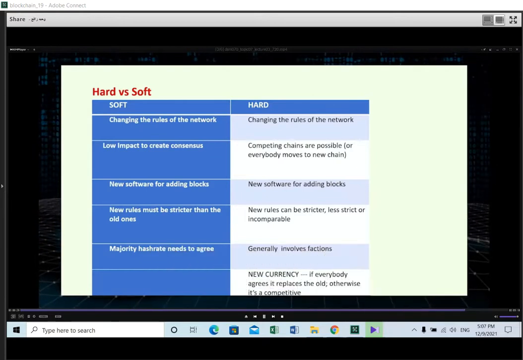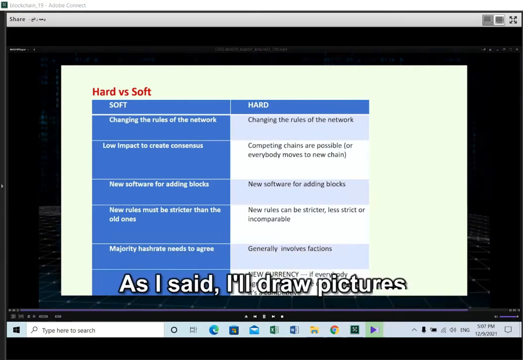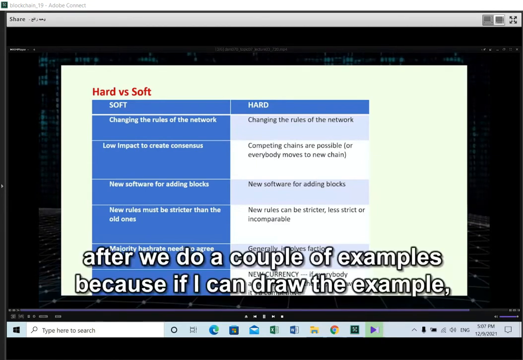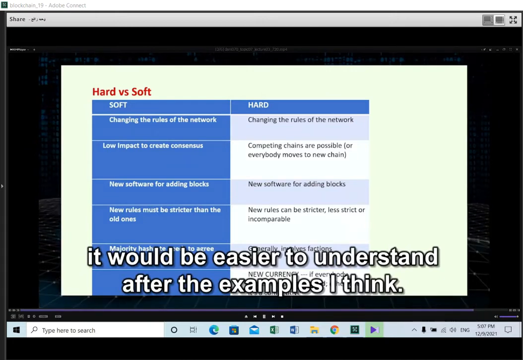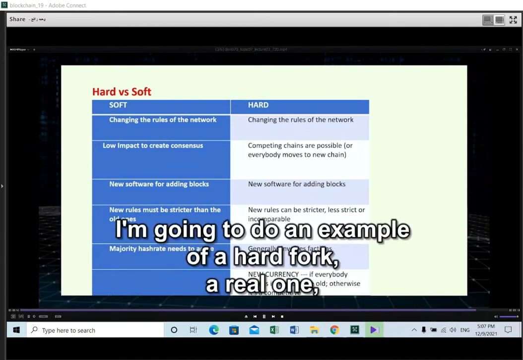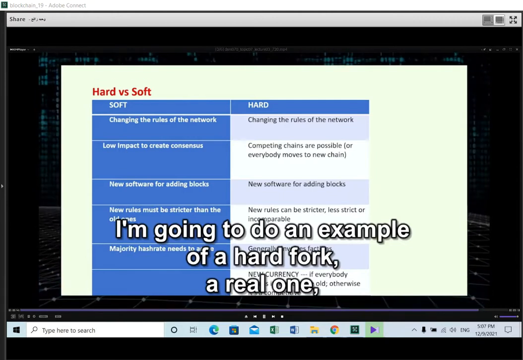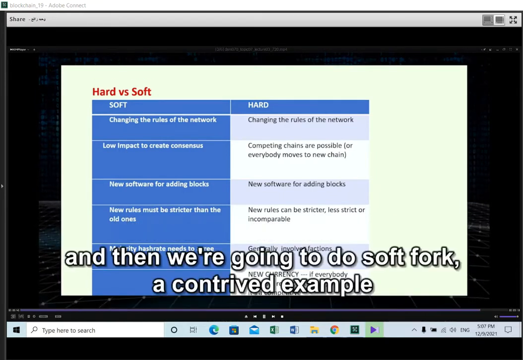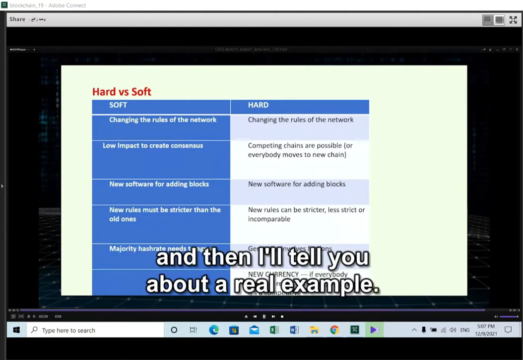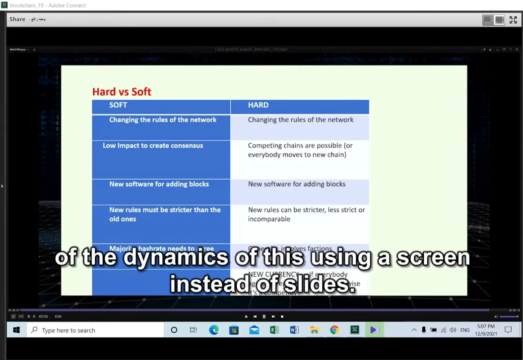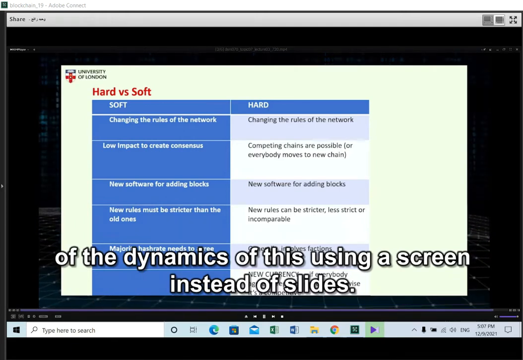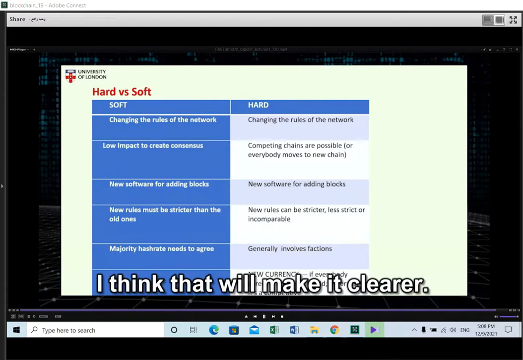We will, as I say, I will draw pictures after we do a couple of examples, because I can draw the example, and it will be easier to understand the examples, I think. So I'm going to do an example of a hard fork, a real one, and then we're going to do a soft fork, which is a contrived example, and then I'll tell you about a real example. And then I'm going to draw these pictures of the dynamics of this using a screen instead of slides, and I think that will make it clearer.